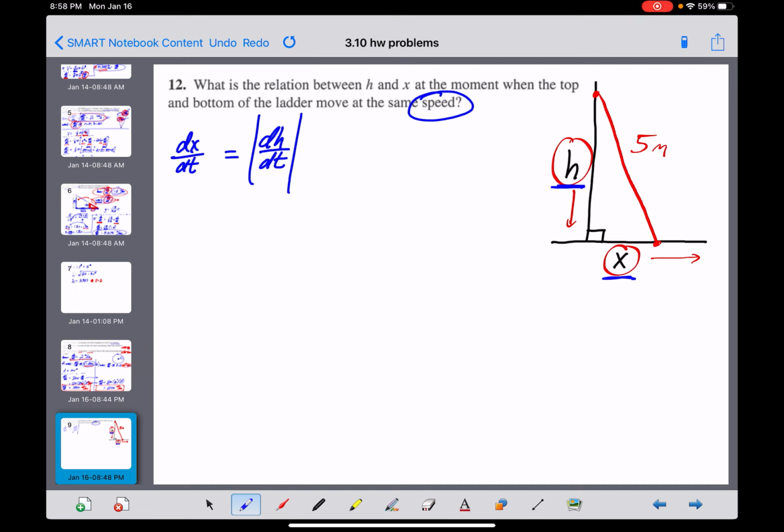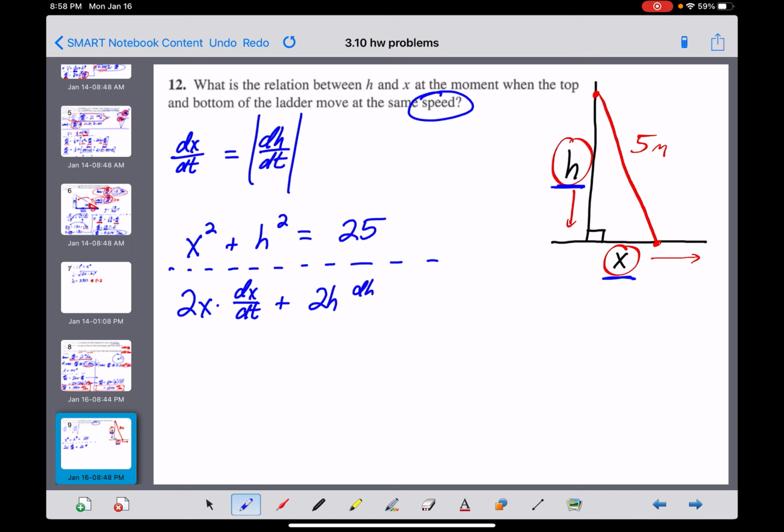Okay, let's deal with this problem the way we have been. The Pythagorean theorem is still the relationship that ties together h and x. So this would be x squared plus h squared equals your hypotenuse, 5 squared, which is 25. That's the same relationship we used on 9, 10, and 11. Now if we take the derivative of everything, we get 2x times dx/dt plus 2h times dh/dt, and that equals 0, the derivative of 25.